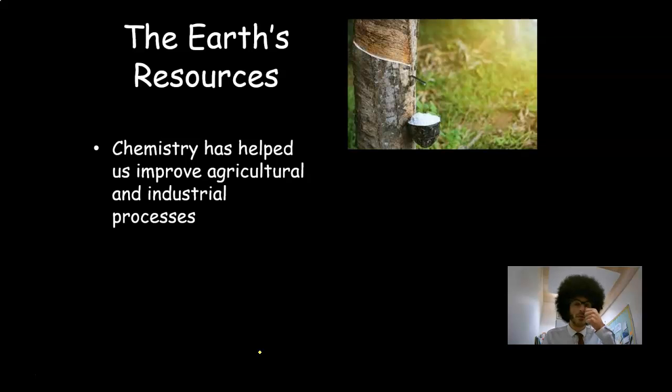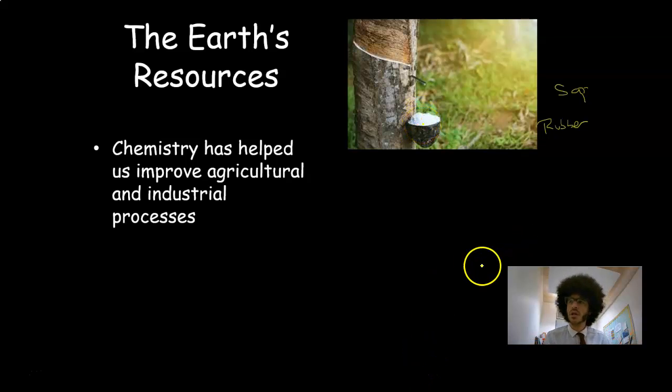One of them is around rubber. Rubber for a long time was extracted from a tree. It came from the sap of a tree. It's not too dissimilar to what you can see in the picture over here, where you make a cut in the tree and then the rubber pours down, you collect it, and that rubber can be used to make lots of different products.